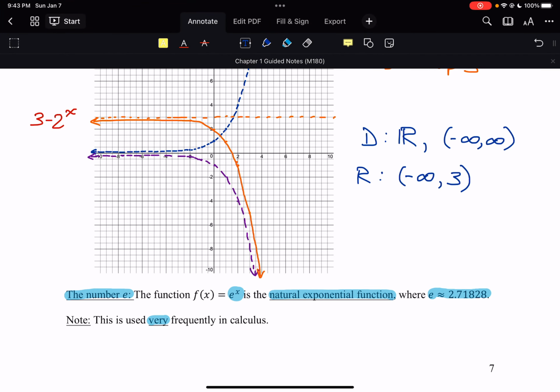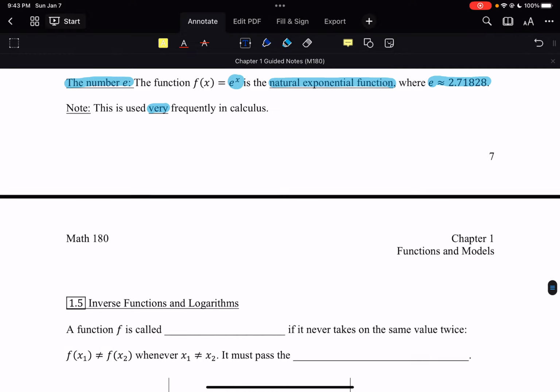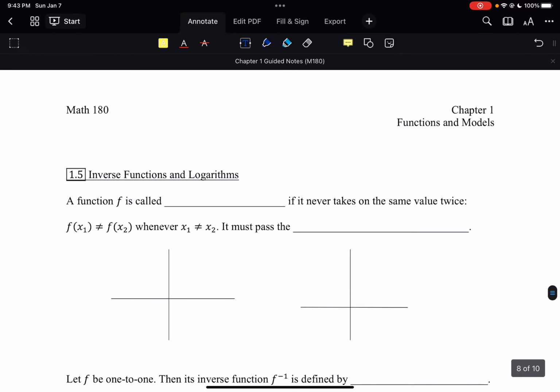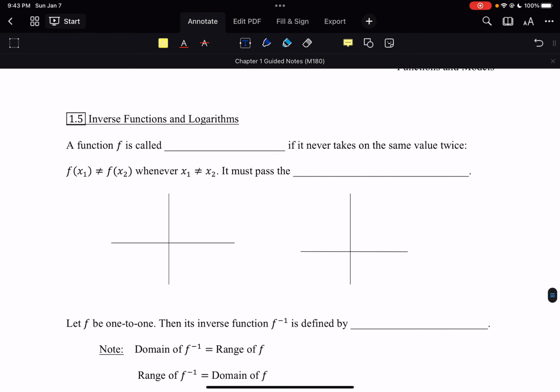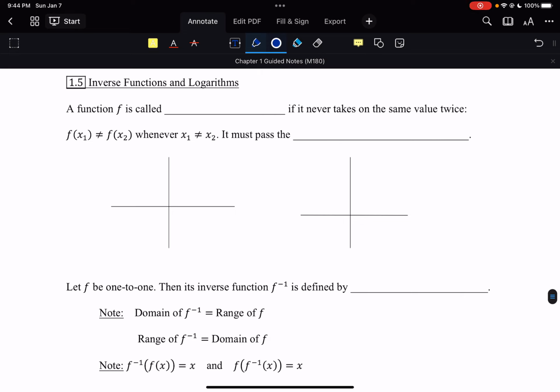So that brings us to the end of section 1.4 and our introduction to exponential functions. Now, moving on to section 1.5, we're talking about inverse functions and logarithms. So a function f is what we call one-to-one if it never takes on the same value twice. So in other words, anytime you have two x values that are different from each other, their outputs, f of x1 and f of x2, should be not equal as well.